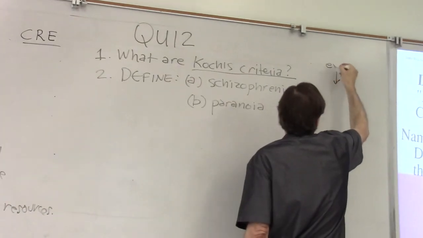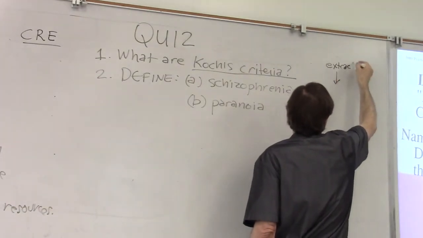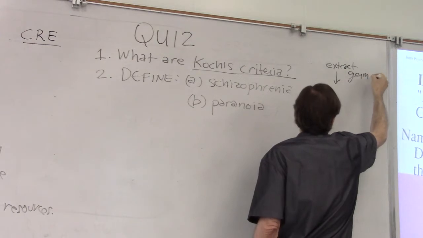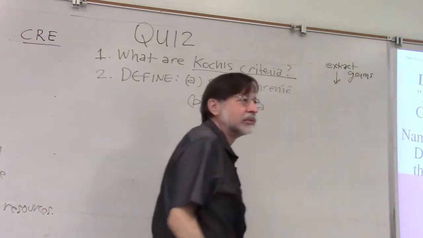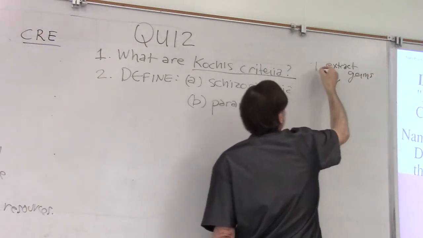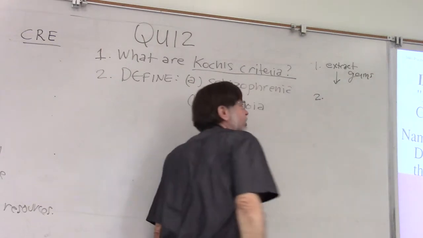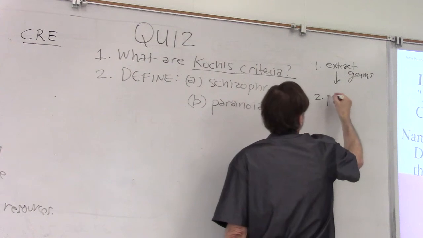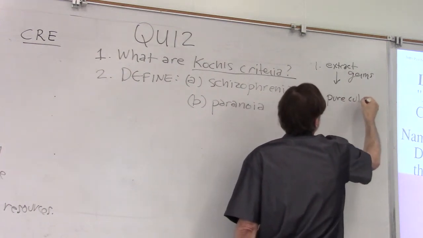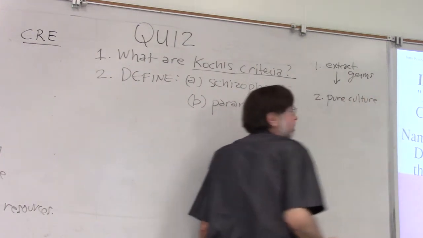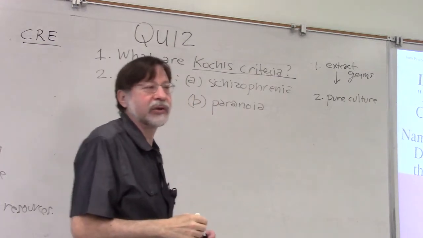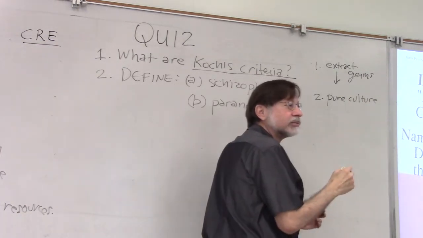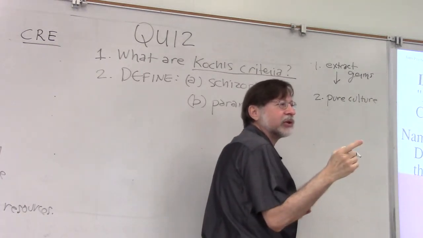So he wants to establish a particular germ causes a particular disease, and the first thing begins with extract the germs from a diseased animal. So you extract the germs and identify them. The second step is get a pure culture. How did he do that? With a solid medium rather than a liquid medium.